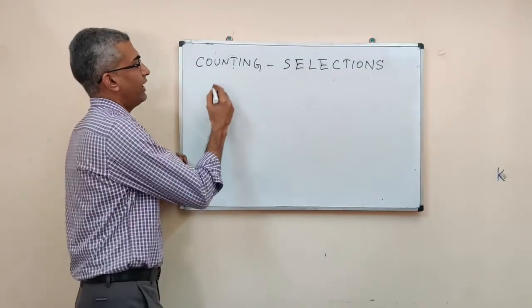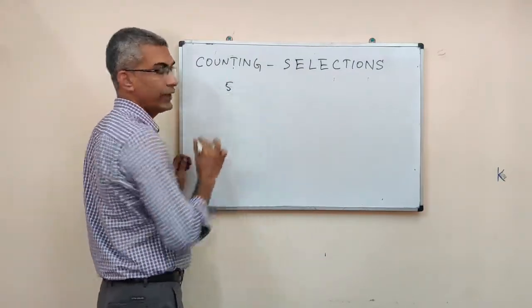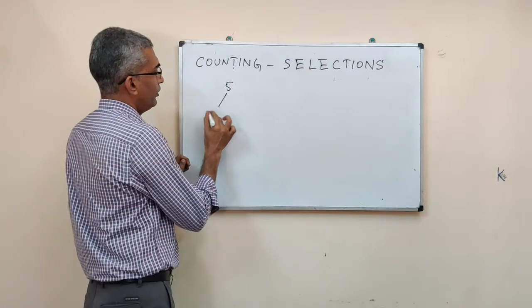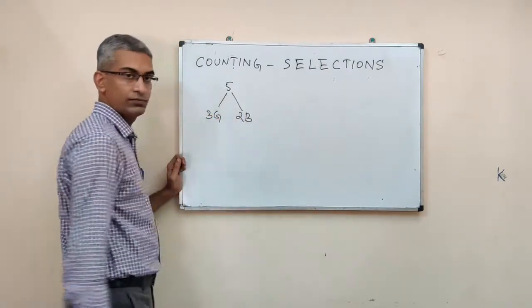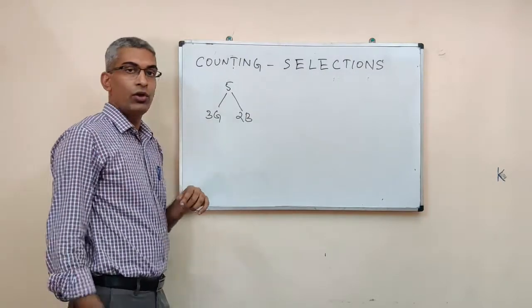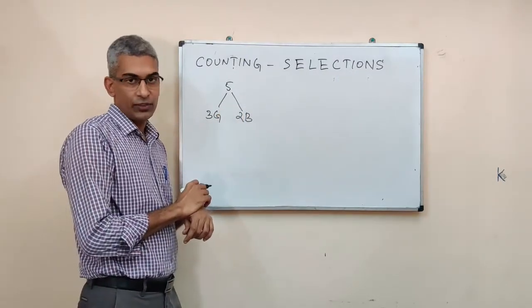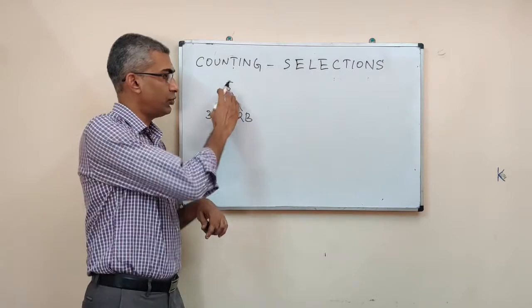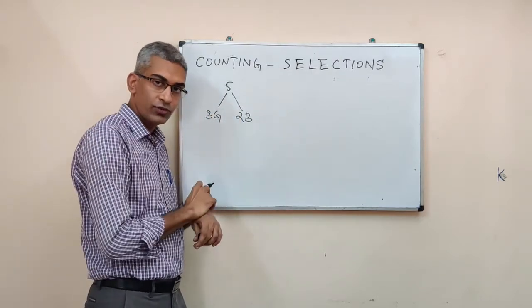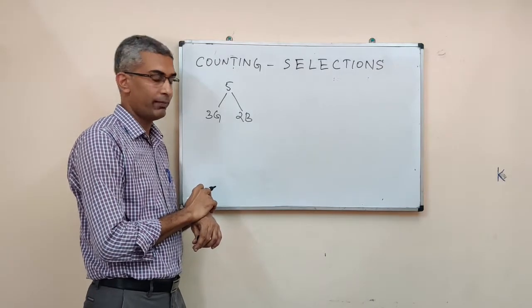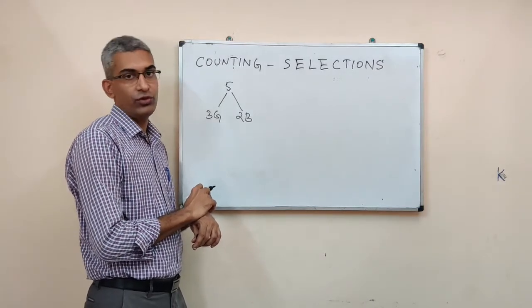Let us say we have a class of 5 students. 3 of them are girls, 2 of them are boys. I want to select a 2-member team from this class. Please note, there are 5 students in the class, 3 of them are girls, 2 of them are boys. I want to select a team of 2 members. How many ways can you do that?